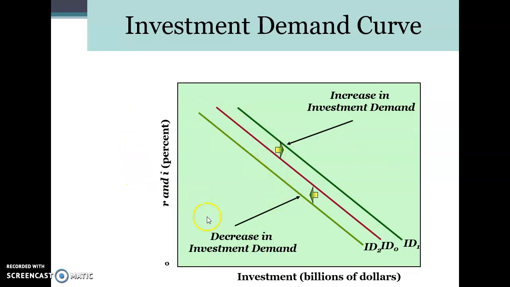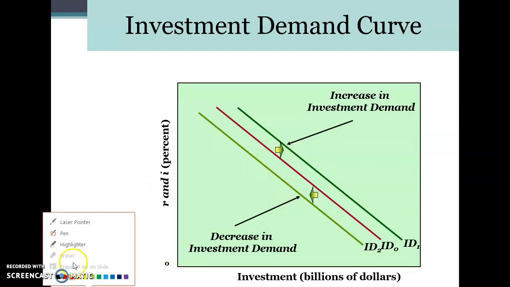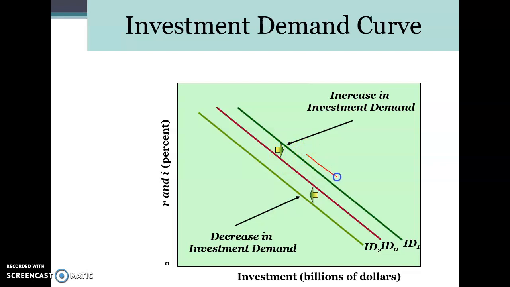But if we have moved from this point towards this point, this represents the movement along the schedule, and this change in the investment is actually due to the interest rate. So there are two types of movements whenever we are dealing with a curve. One represents the movement along the curve, another represents the movement of the curve.